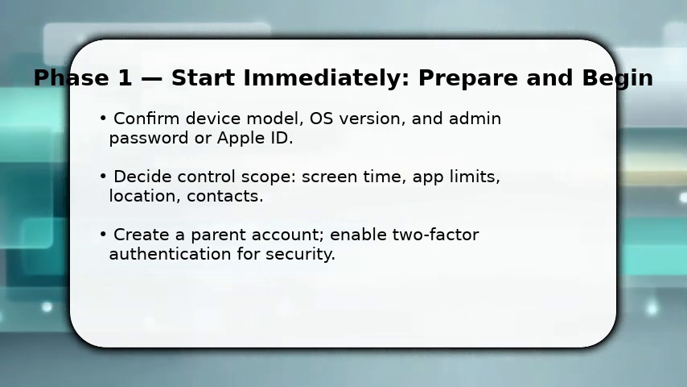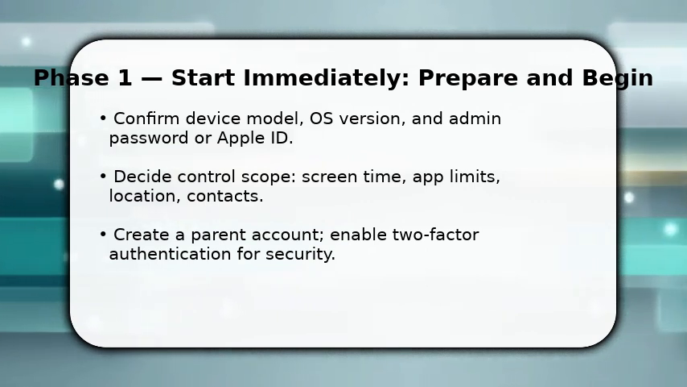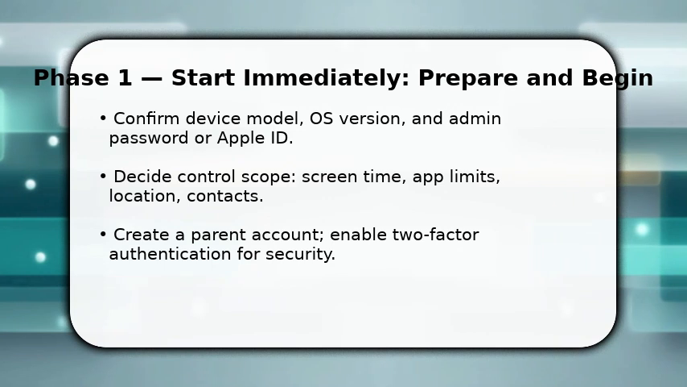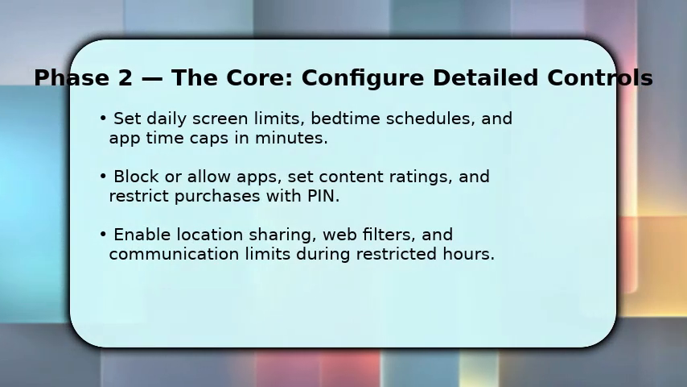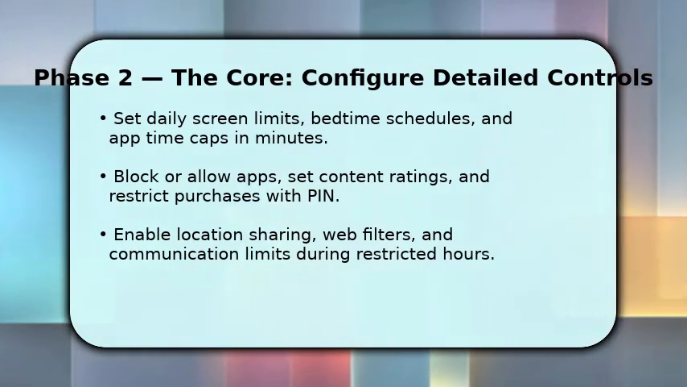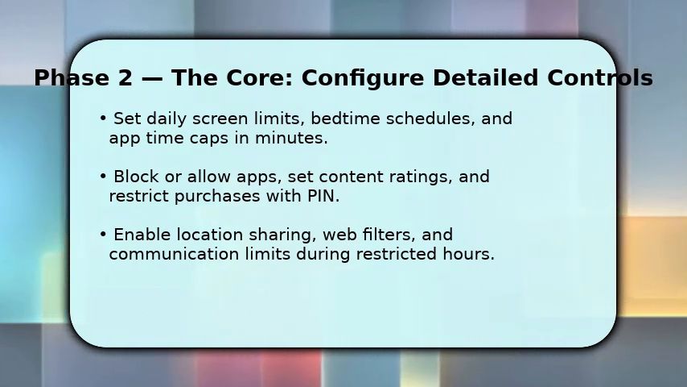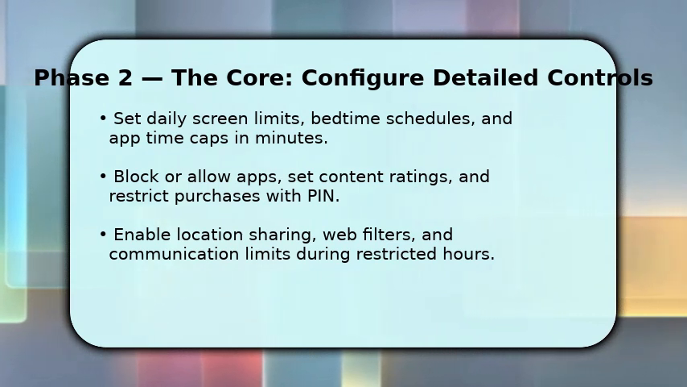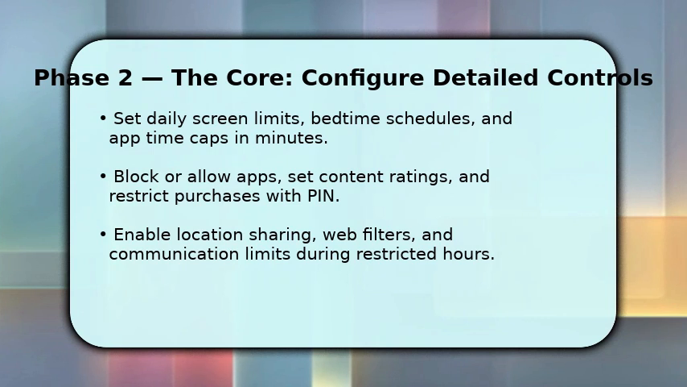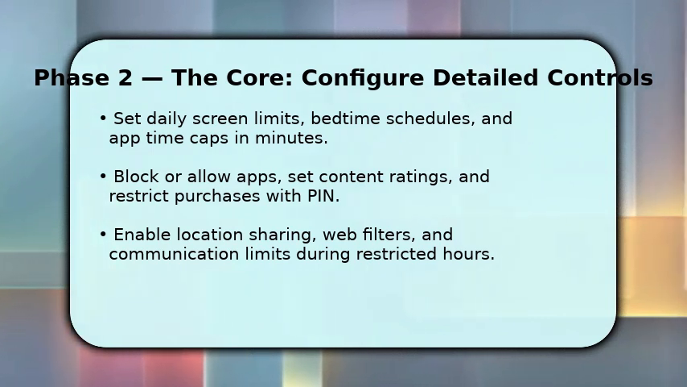Follow on-screen pairing prompts. Make sure to note admin credentials and a recovery email, because losing them prevents changes and wastes time. You now configure the core restrictions. Open Screen Time or Family Link and set daily totals and bedtimes that match household rules. Then, restrict apps by category or individual name, set age-appropriate content ratings, and require a parent PIN for purchases.